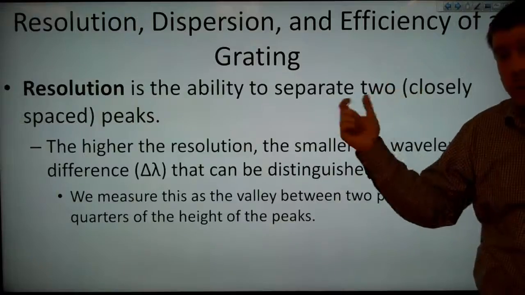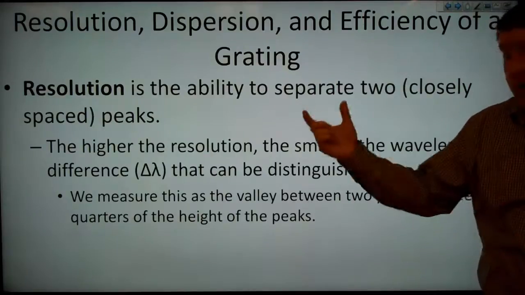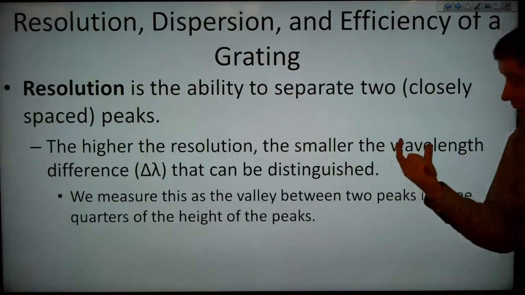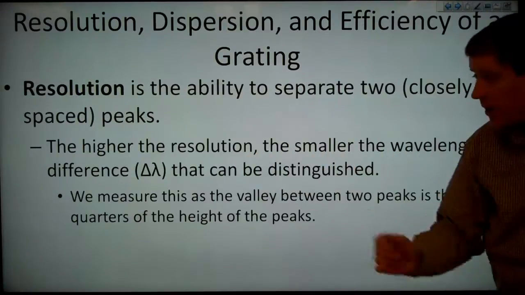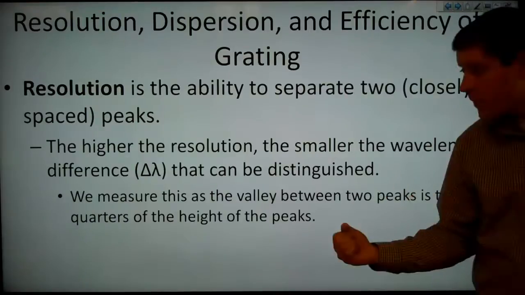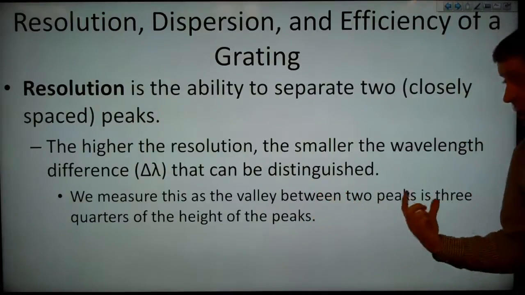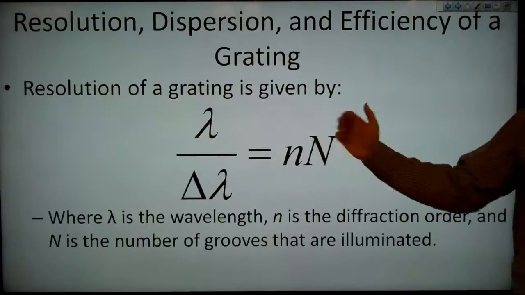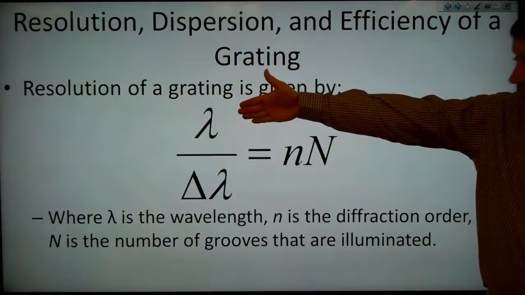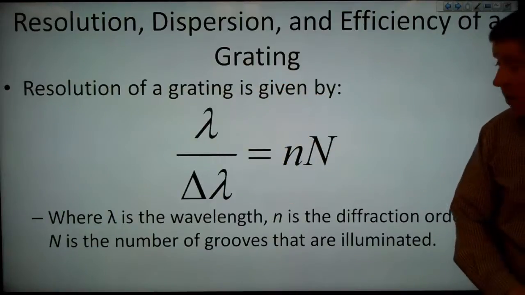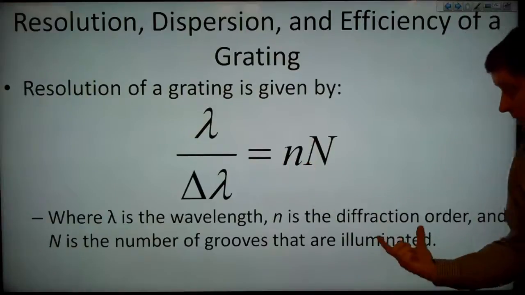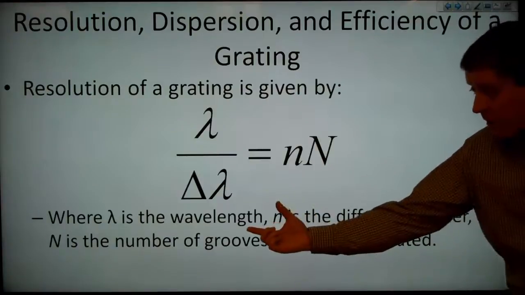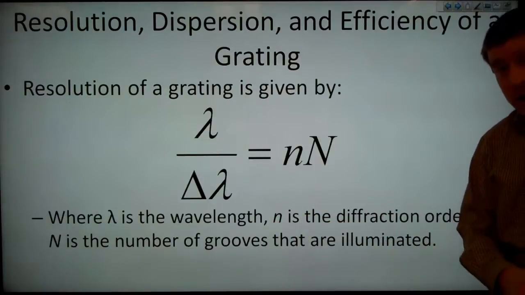So now let's talk about the performance of some grating monochromators. The resolution is the ability to separate two closely spaced peaks. The higher the resolution, the smaller the wavelength difference, our Δλ here, that can be distinguished. And we measure this as the value between two peaks is 3/4 of the height of the peaks. Now, the resolution of a grating is given by this equation. So we have our wavelength λ divided by our resolution, Δλ, is equal to n, the diffraction order, times capital N.